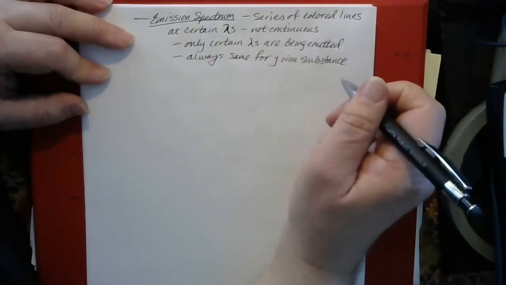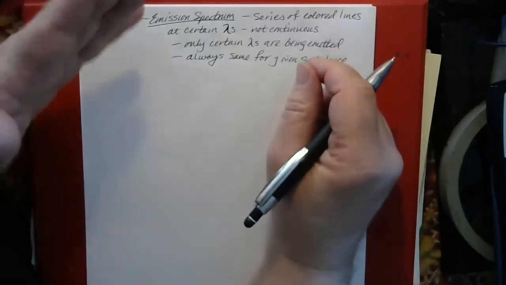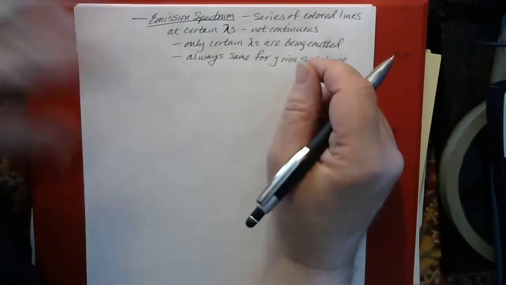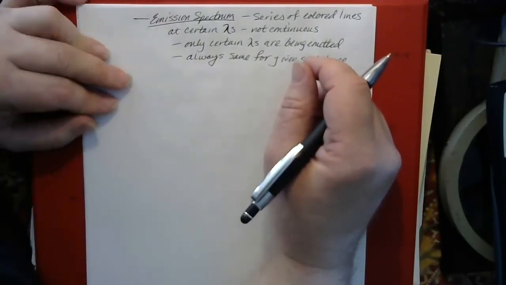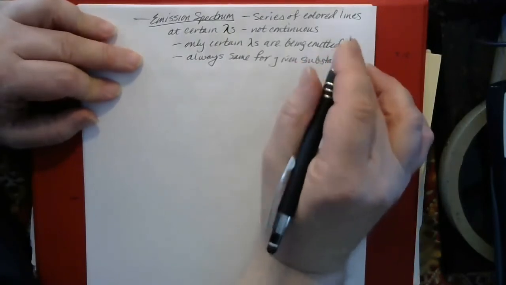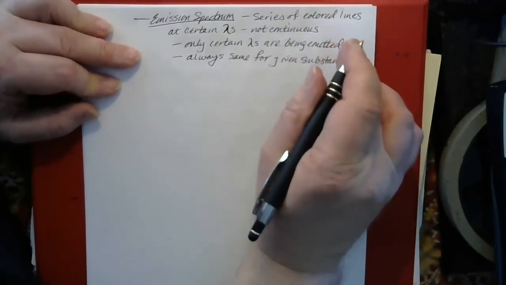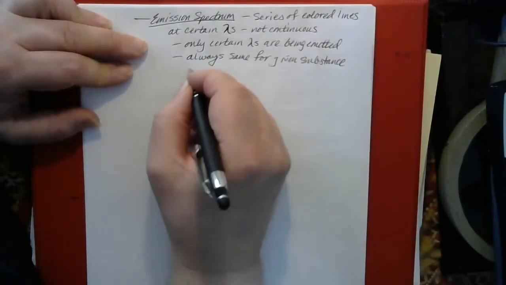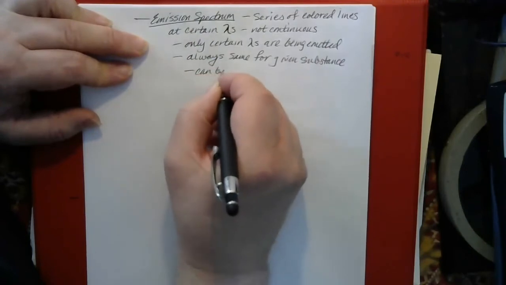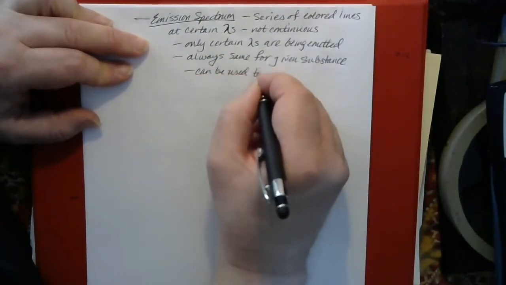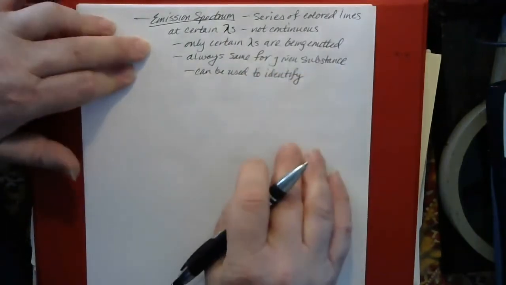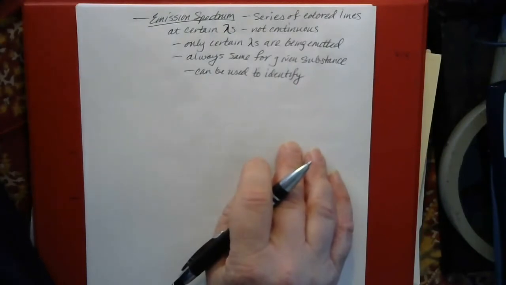So if you see a certain pattern, you'll know that it must be mercury, or it must be sodium, or it must be potassium, or it must be neon, or whatever. But anyway, the pattern, the number of colors, and where they are is unique for each given substance. And so the emission spectrum can actually be used to identify a given substance.